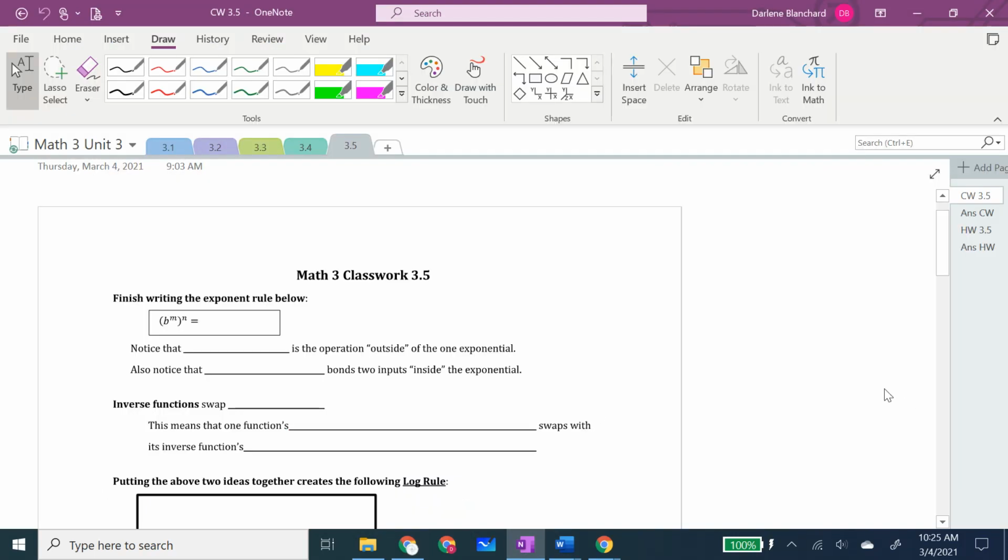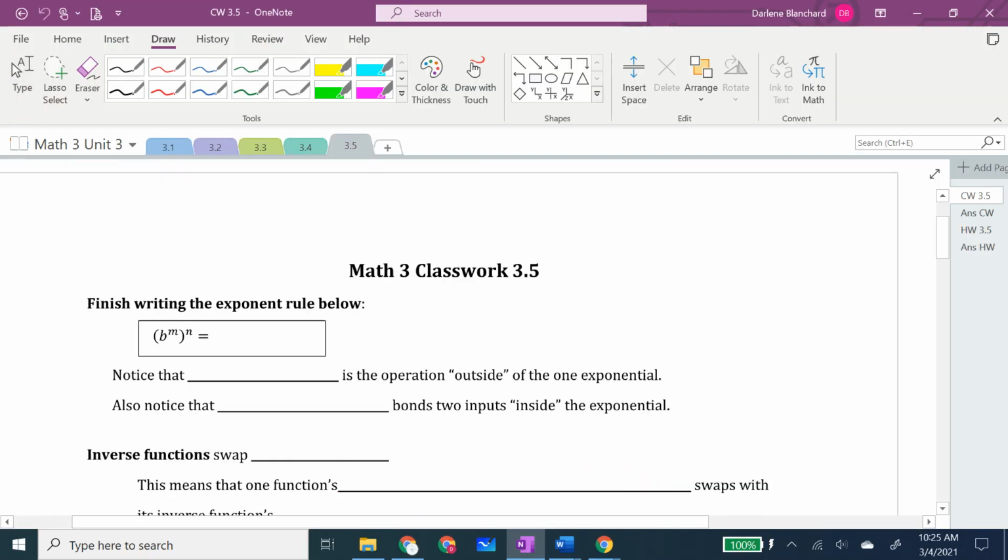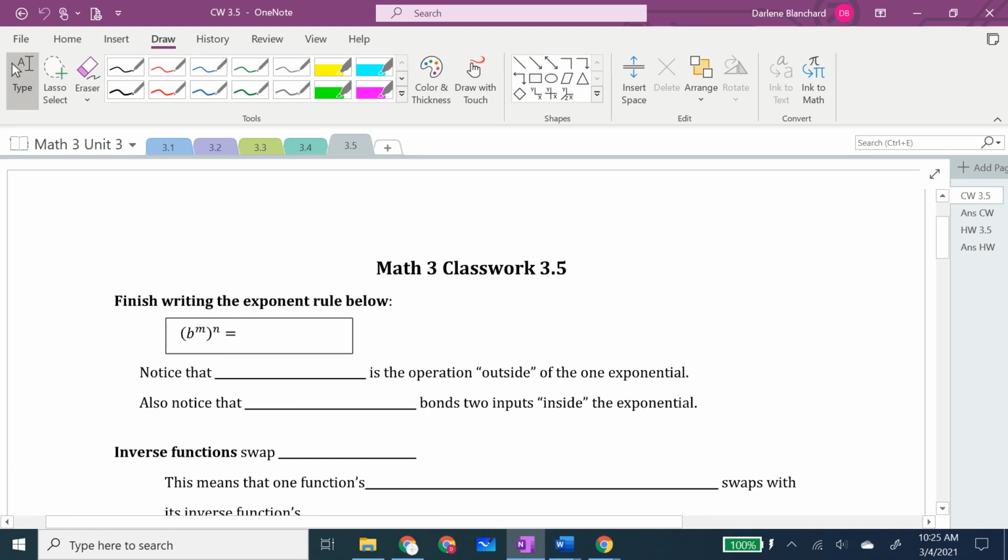Okay, classwork 3.5. We have a last log rule to learn. This is very important. This is different from the two that we just learned. You want to remember that when you have one single base to a power, and then after it has that exponential, it's exponentiated again. Make sure you understand that this is different from when it's multiplication of two bases.